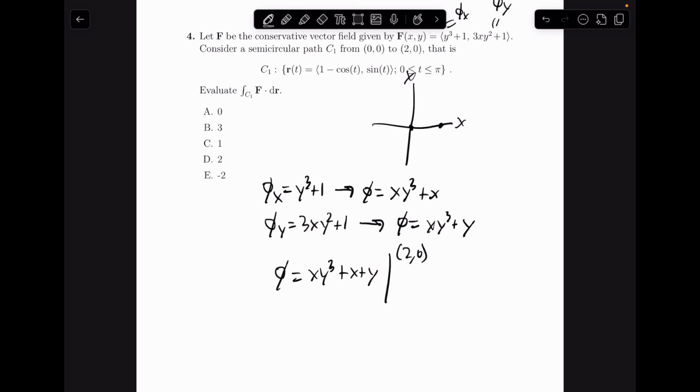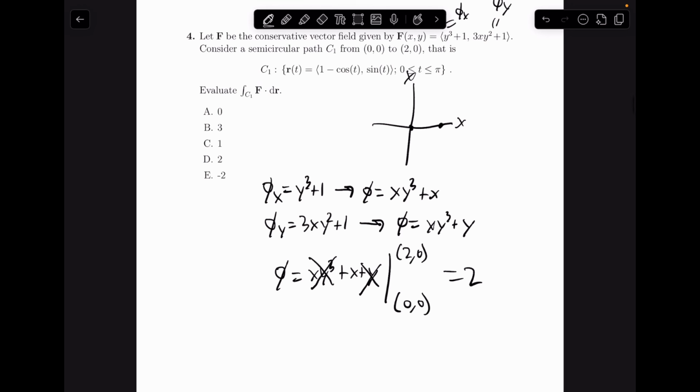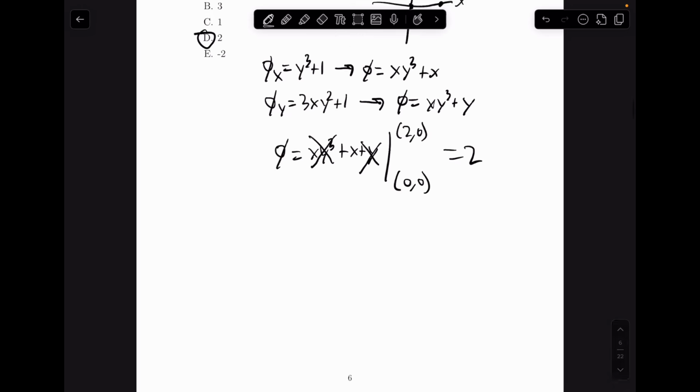So that is 2, 0, initial 0, 0. That looks like a 6. Okay. And I notice our y is all 0. So this component is all gone. This component is all gone. So we're just left with really just evaluating x from 0, 0 to 2, 0. And that is just equal to 2. And that is answer D.